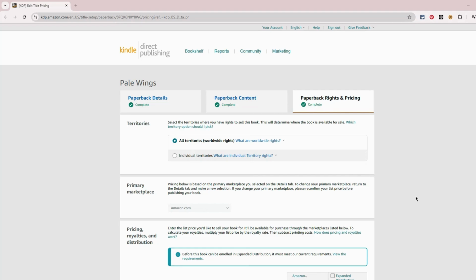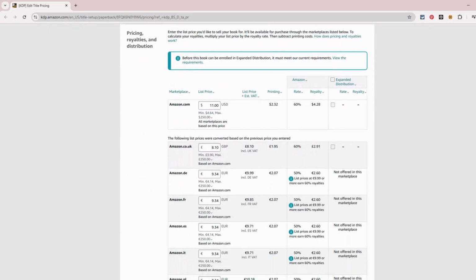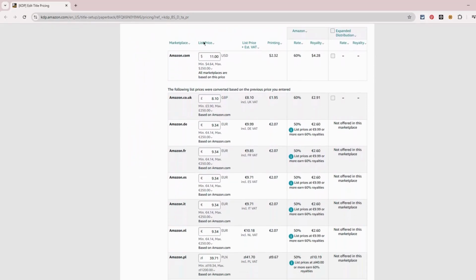Not sure what price to set for your book on Amazon KDP? Let's talk through a few simple ways to choose a price that makes sense, even if this is your first book. Once you are on the rights and pricing page, you will be asked to enter your list price. For most creators, somewhere between $6.99 and $12.99 is common for paperbacks, depending on the book's type and size.